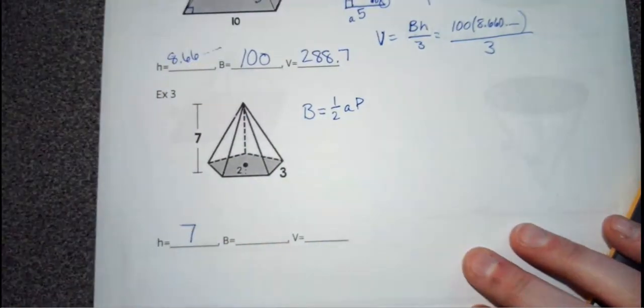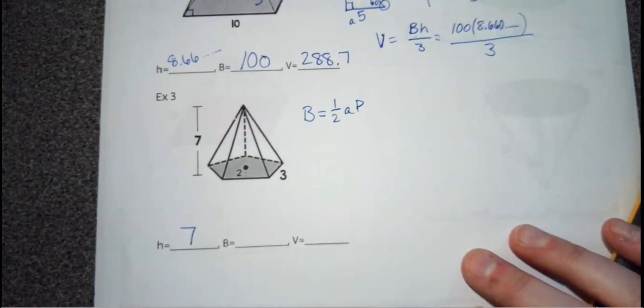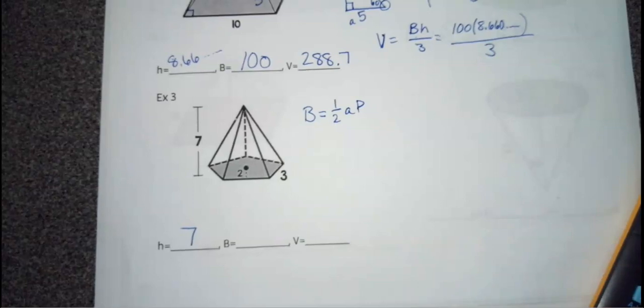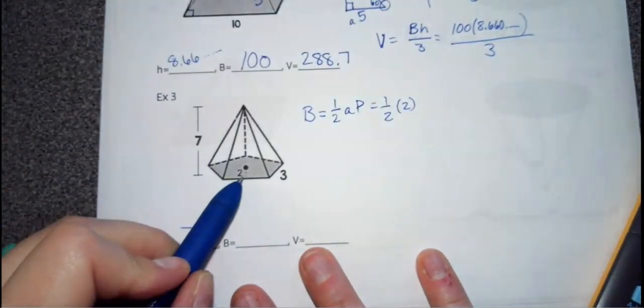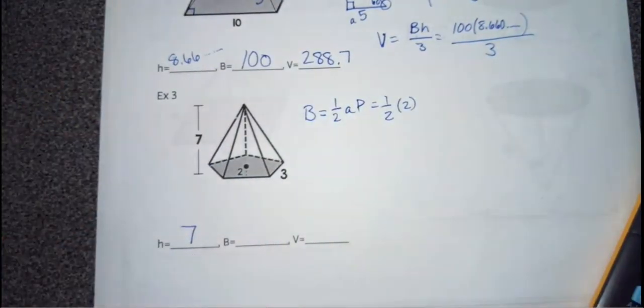which the word apothem is actually on the board over there. So if you ever forget what the apothem is, it's right over there. You can just look at that picture and it'll hopefully remind you. So 1/2, my apothem is 2. Where's that coming from? It's right here. You don't have to do any trig or anything crazy.